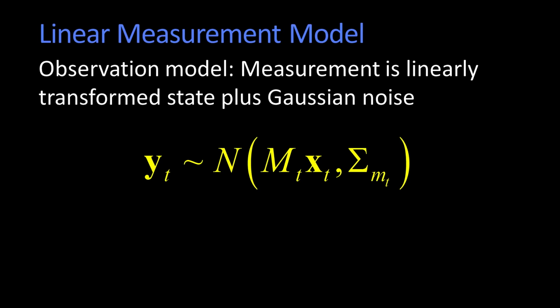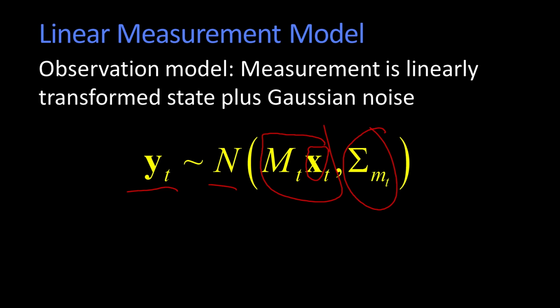We also assume a linear measurement model, and that looks stunningly similar. What that says is that the measurement we'll get will be a Gaussian normal distribution about some linear function of the state. M here is a measurement matrix that linearly multiplies the state, and the measurement noise is also a Gaussian. And again, it's subscripted by t because it could vary with time, but we assume that it's known.